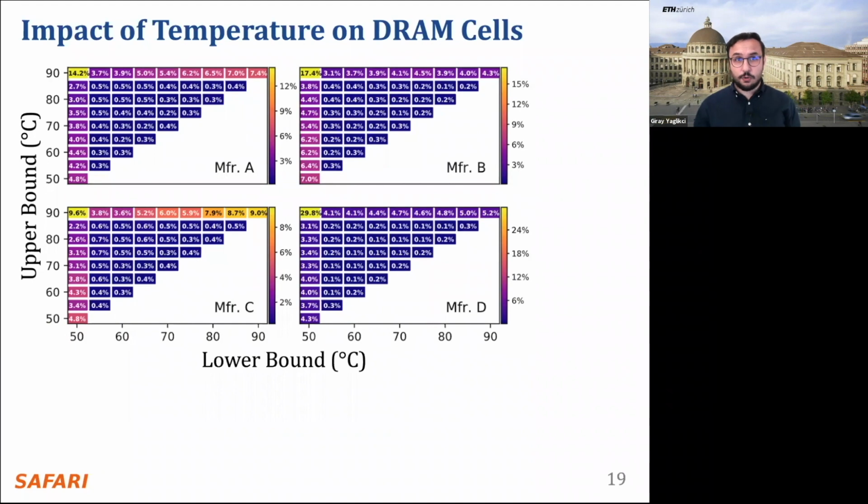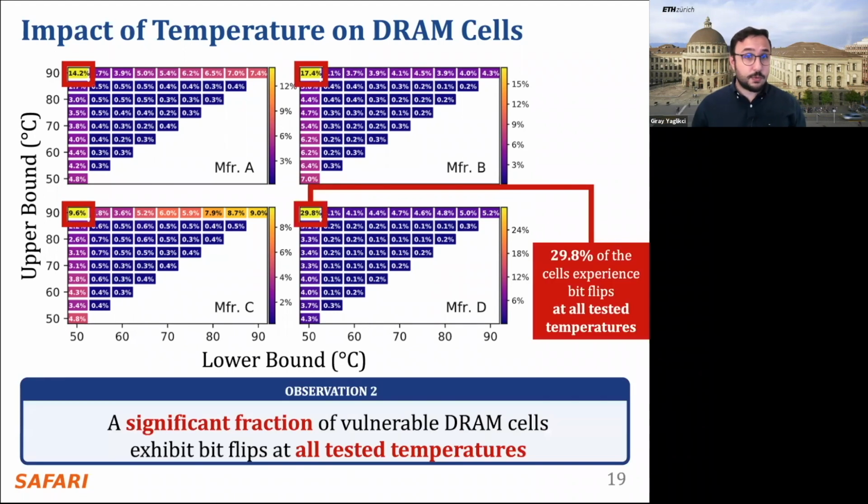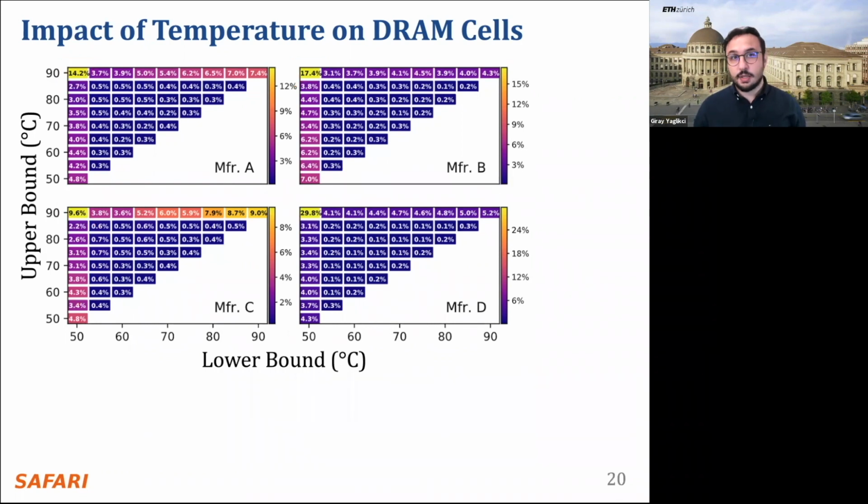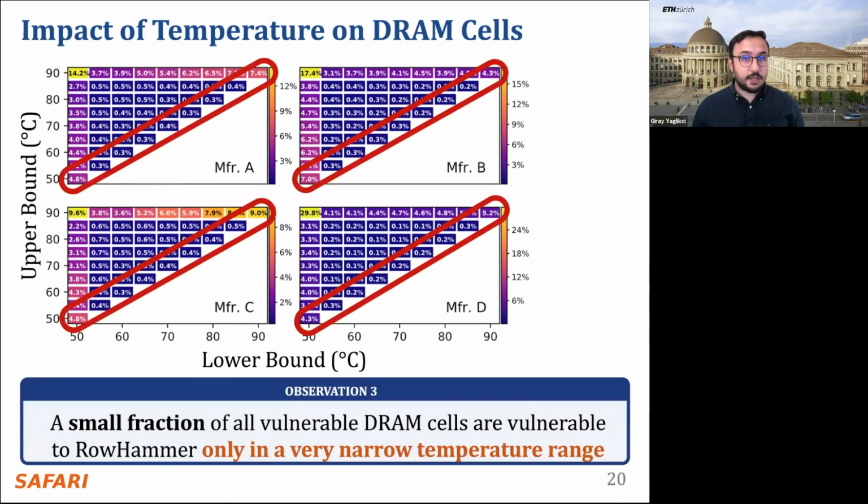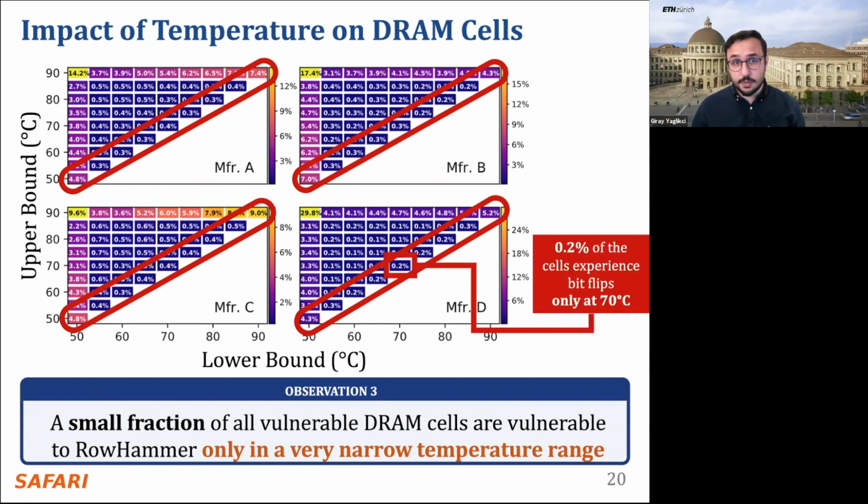Here are the results for all 4 manufacturers. We make 2 observations from this figure. First, we observe that a significant fraction of vulnerable DRAM cells exhibit bit flips at all tested temperatures. For example, almost 30% of the cells from manufacturer D experience bit flips at all temperatures that we test. Second, we observe that a small fraction of the cells from all 4 manufacturers are vulnerable to RowHammer only in a very narrow temperature range. For example, 0.2% of the cells from manufacturer D experience bit flips only at 70 degrees Celsius.